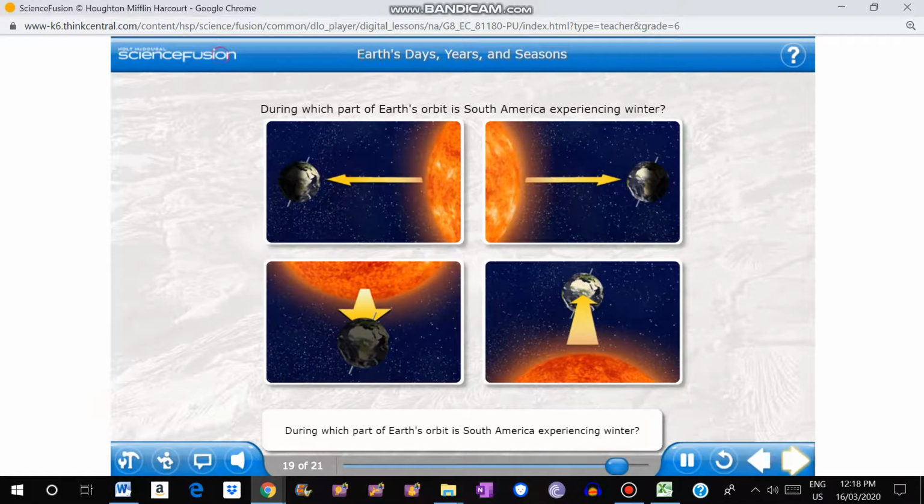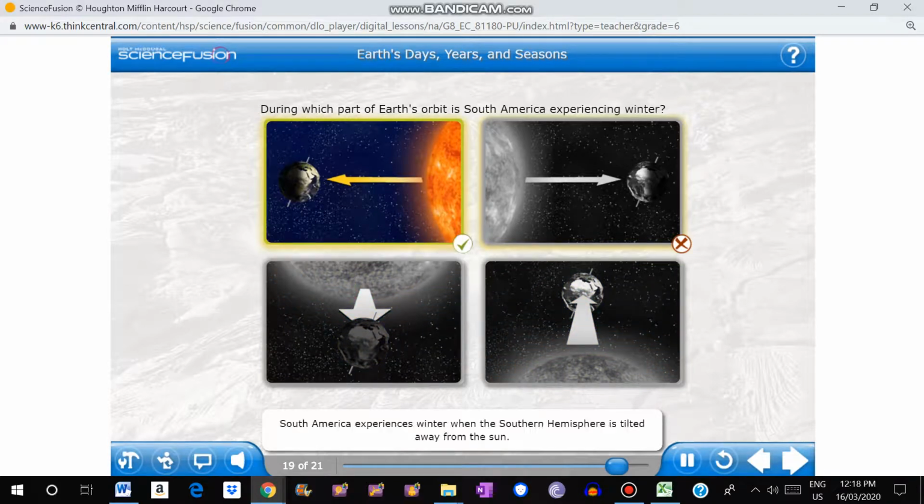During which part of Earth's orbit is South America experiencing winter? Click your answer. That's not correct. Try again. That's it. South America experiences winter when the southern hemisphere is tilted away from the sun.